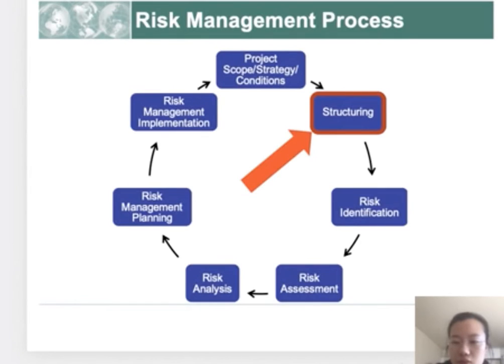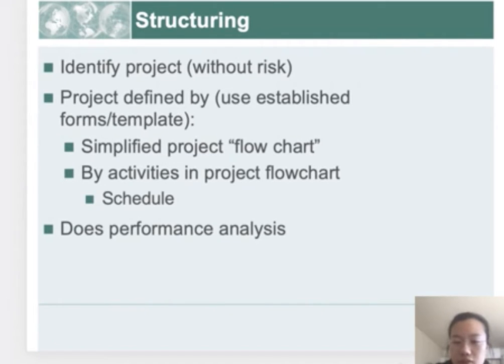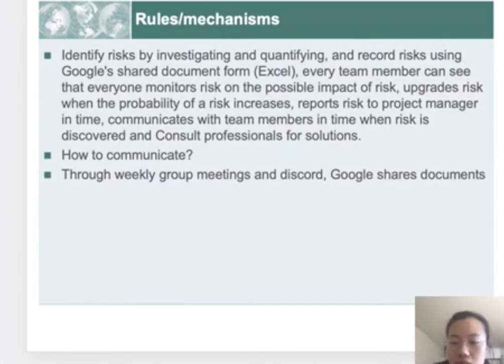The second step is strategy. We identify the project defined by a simplified project flowchart, by activities in the project flowchart, including schedule, and thus performance analysis. We identify risks by investigating and quantifying, and record risks using a Google shared document form.